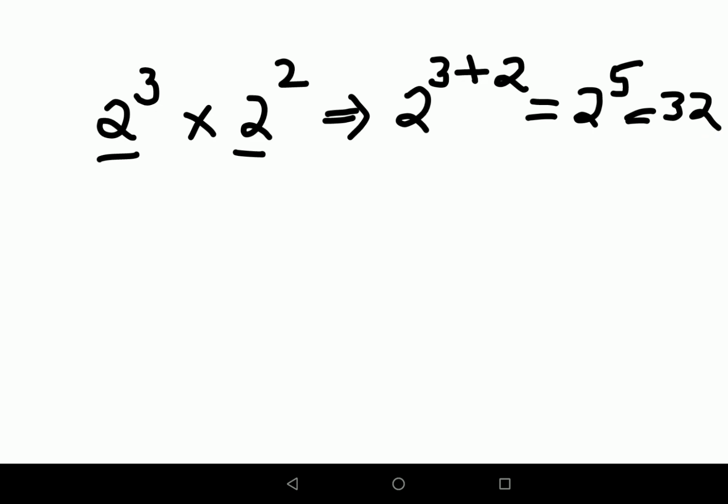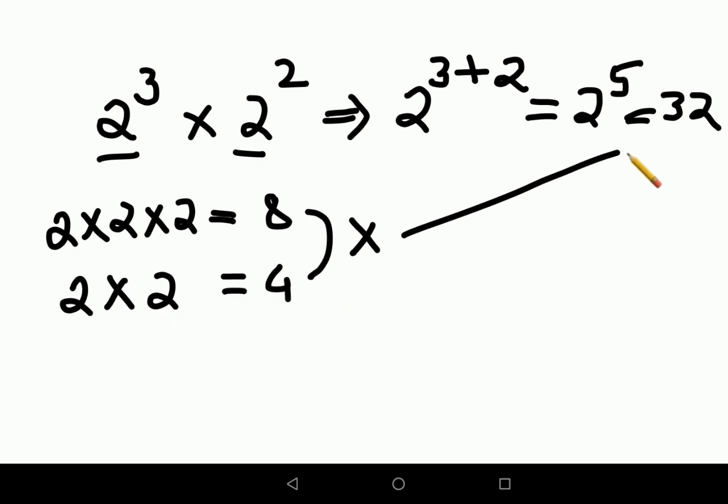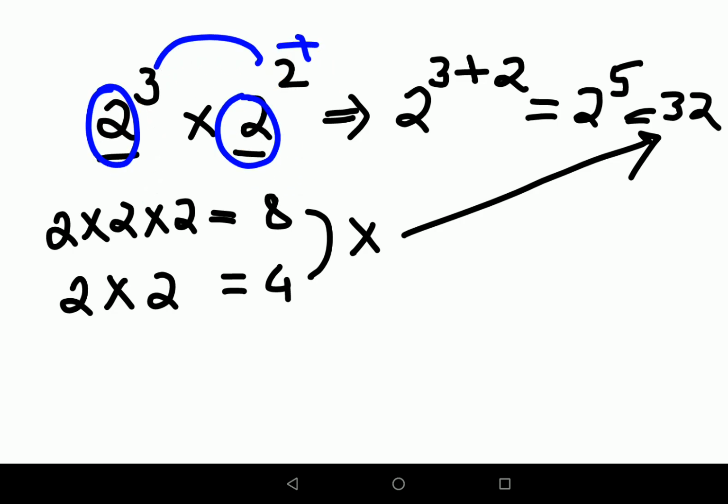Let's look at it this way. 2 cube is 2 into 2 into 2, which is 8. And 2 square is 2 into 2, which gets you 4. And when you multiply these two, you get the answer as 32. So please understand, when the bases are same, you can directly add the indices. This is very important for anyone who is not able to crack indices questions.